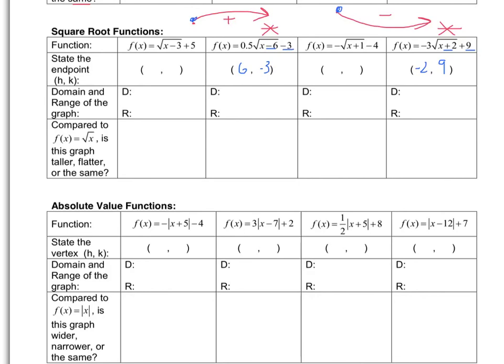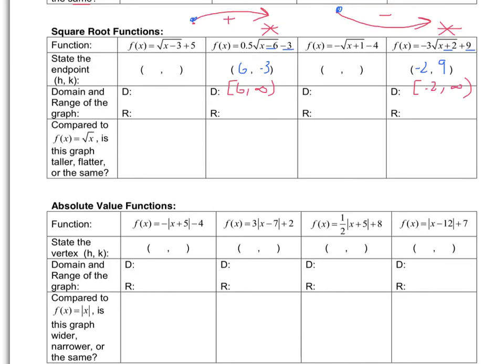Now the domain and range. As you can see, it's always starting from a point and going to the right. So it's going to be moving to +infinity all the time, starting from the x of the endpoint, since domain has to do with x. So in this case, it's going to be 6 to infinity, since the x of the endpoint is 6, and here the x of the endpoint is -2, so it's going to be -2 to +infinity. So as you can see, since it's always going to the right, it's always going towards +infinity.